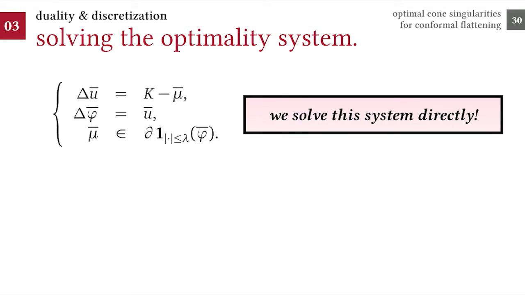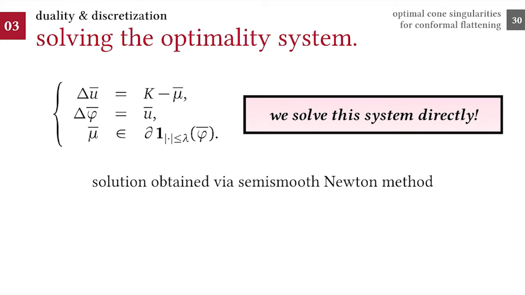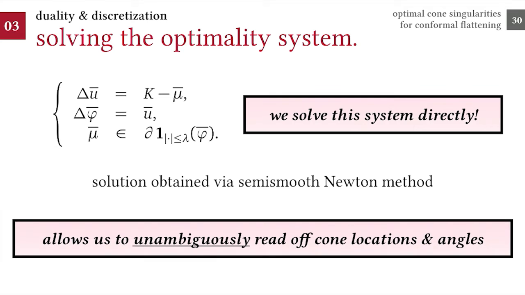And this really comes from these well-founded techniques from optimal control called semi-smooth Newton methods, which guarantee that we can actually find solutions and allows us essentially to bake in our discretization of measures. What we're also going to get out is we're going to be able to unambiguously read off both the cone locations and cone angles. And this isn't something that you can do if you try and solve the dual problem directly and then use the optimality condition to recover the cone singularities.